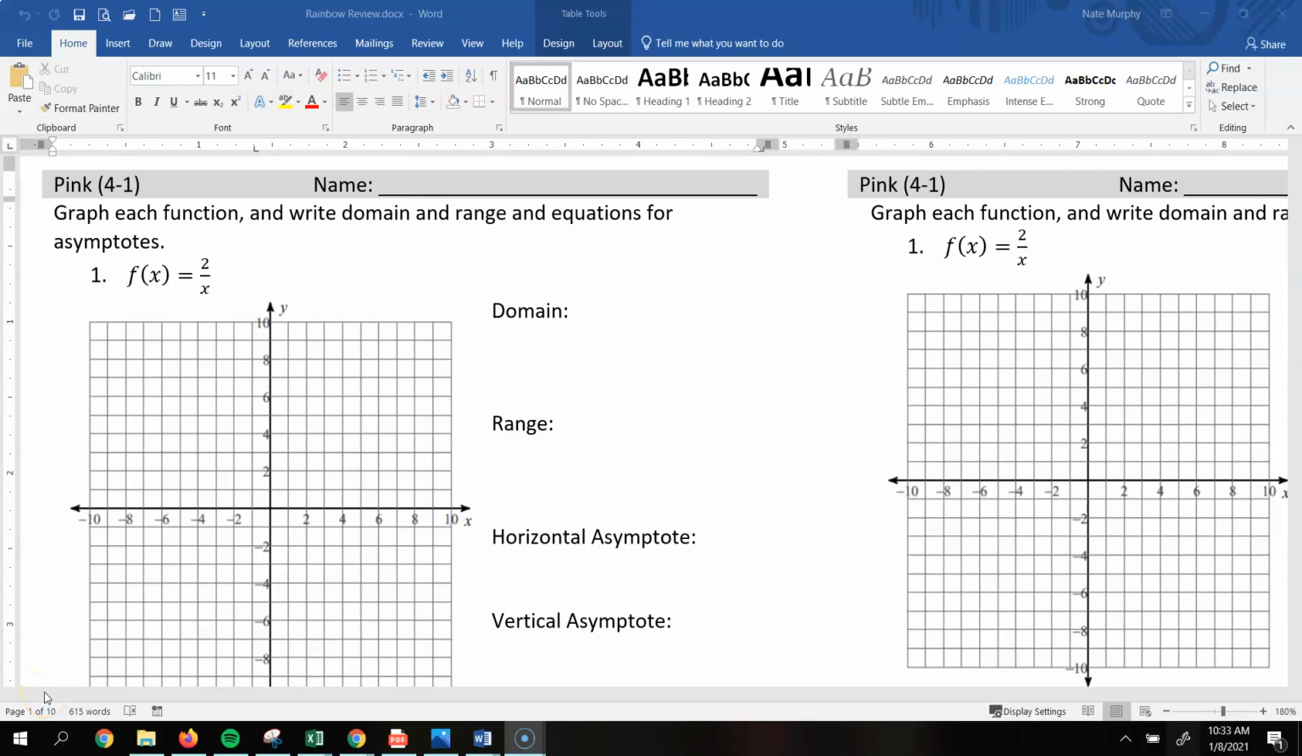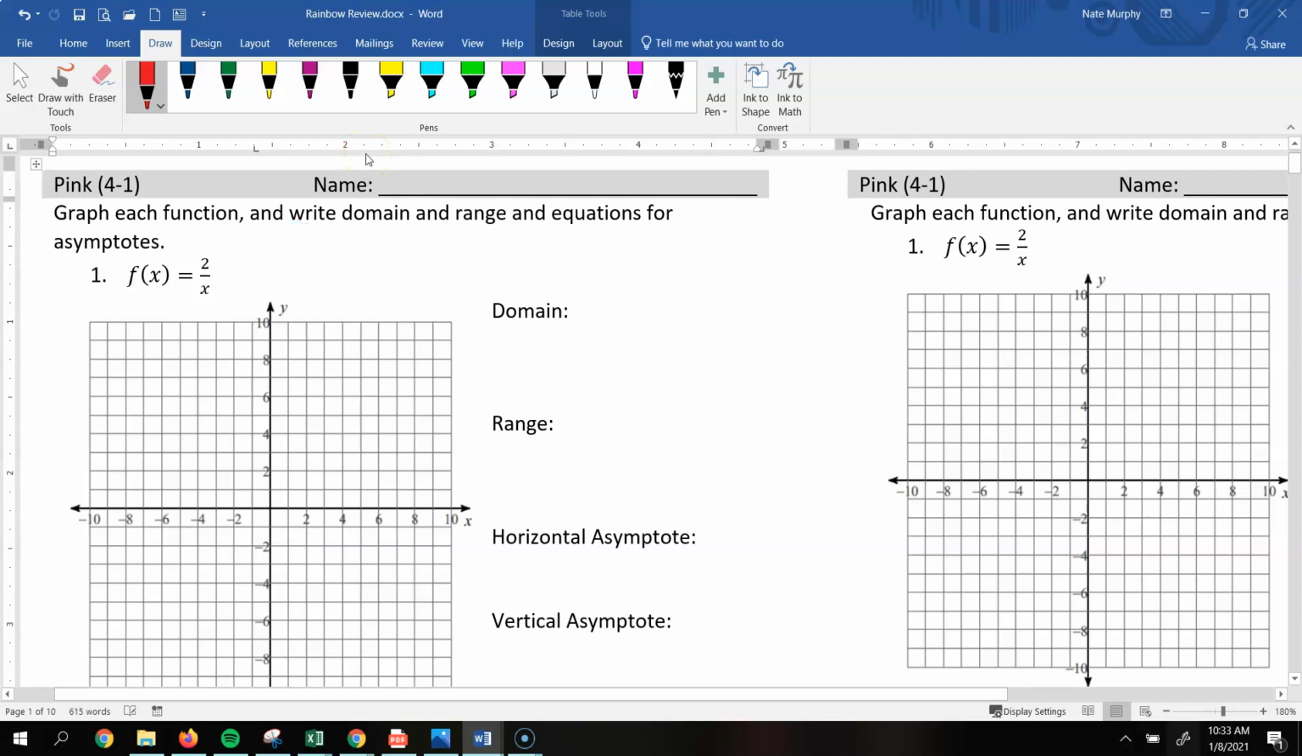All right, in this video, we're just going to look at the pink section of your rainbow review. So in number 1, we want to sketch a graph of the function 2 divided by x. Now an easy way to do this would just be to set up an xy table. And you remember that the parent function is going to look something like this.